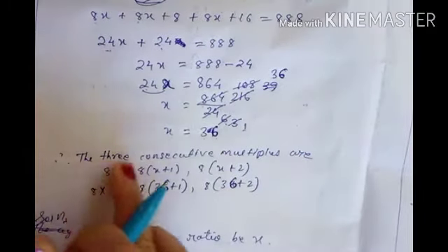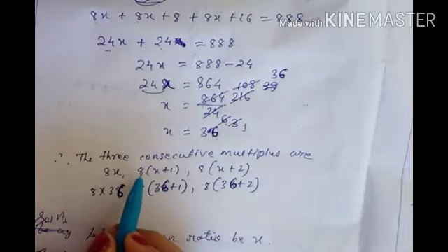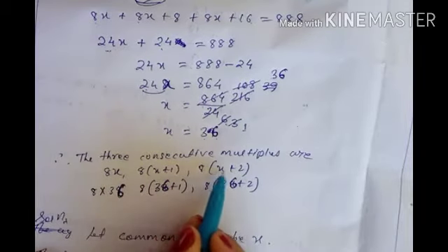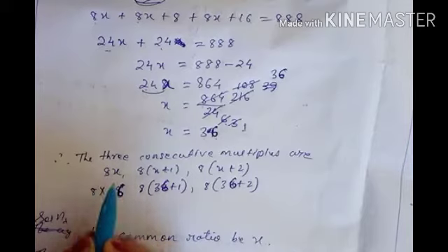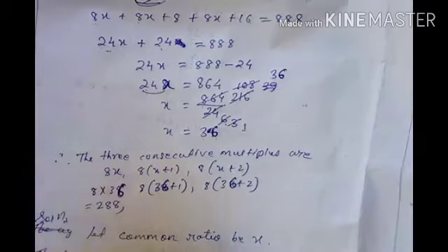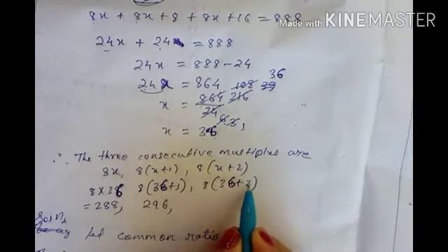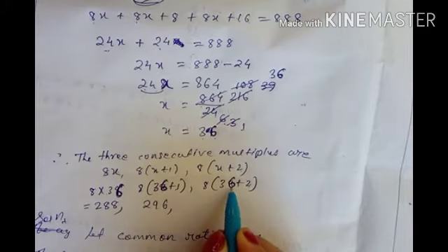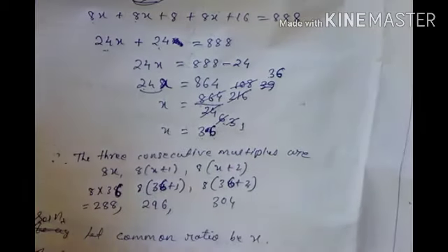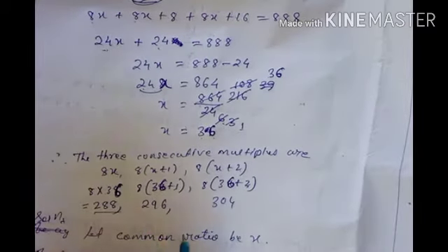36. So the three consecutive multiples are 8x, 8 times x plus 1, 8 times x plus 2. So 8x means 8 into 36. So your answer will be 288. Okay, and next if you add 36 plus 1, 37. 37 into 8, you will get 296. Again 36 plus 2, 38. 38 into 8, you will get 304. So our required numbers are 288, 296 and 304.